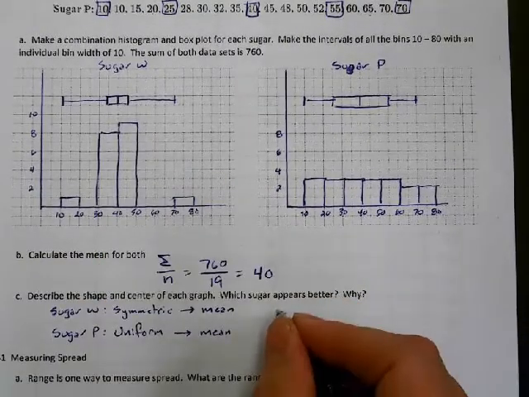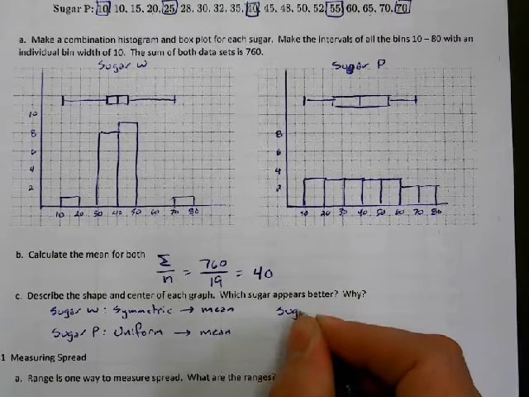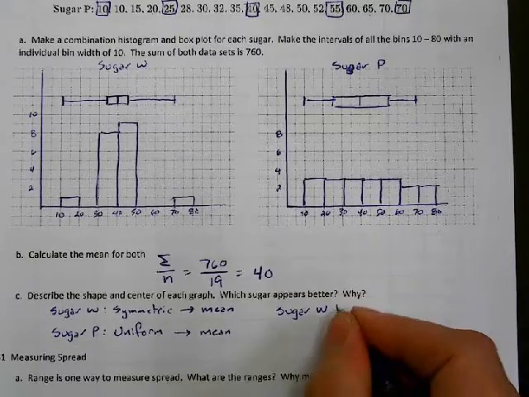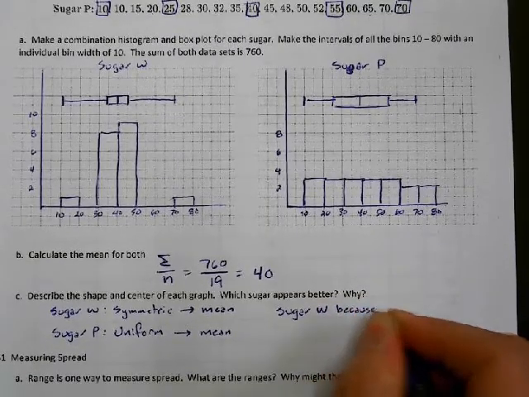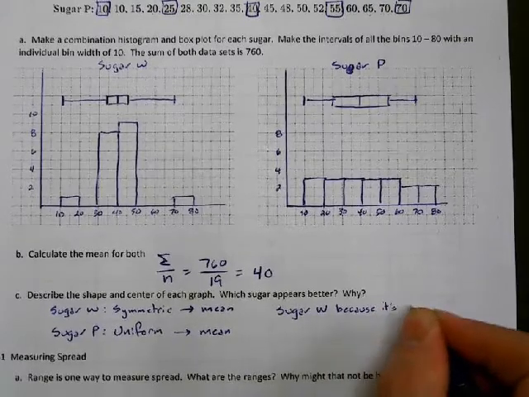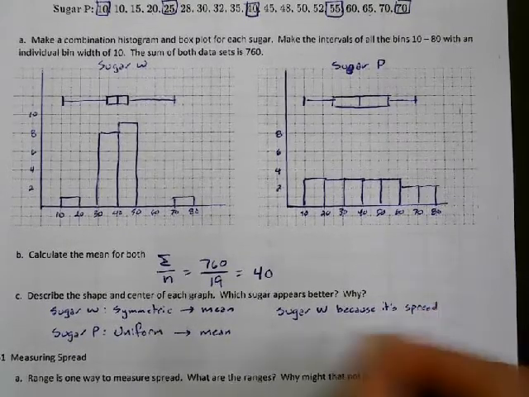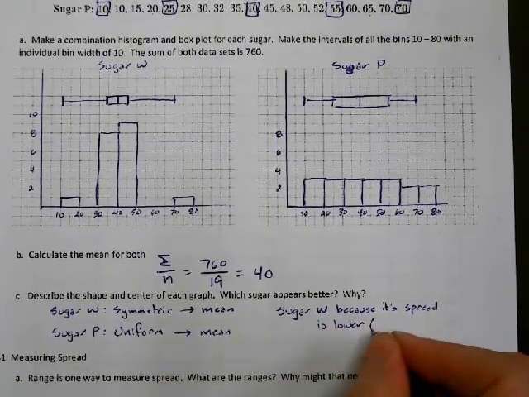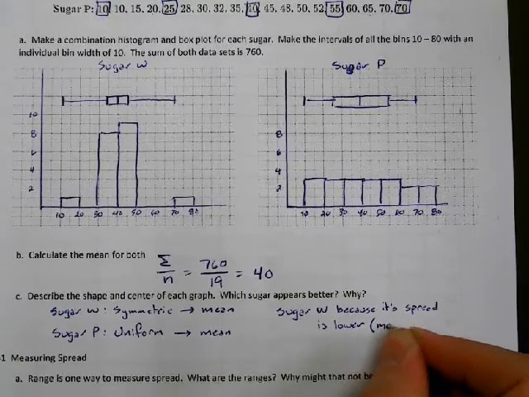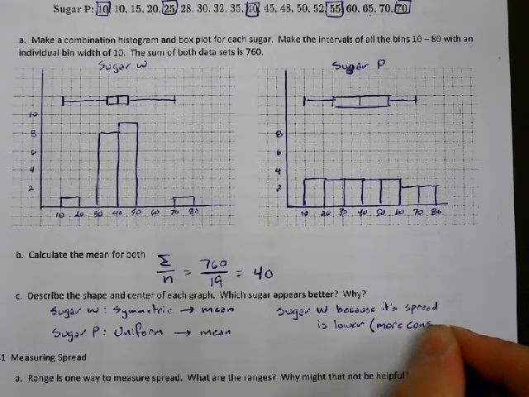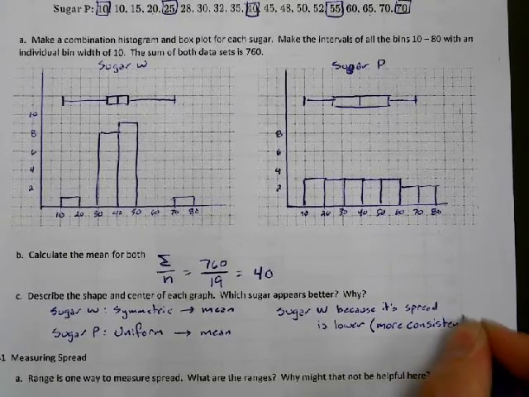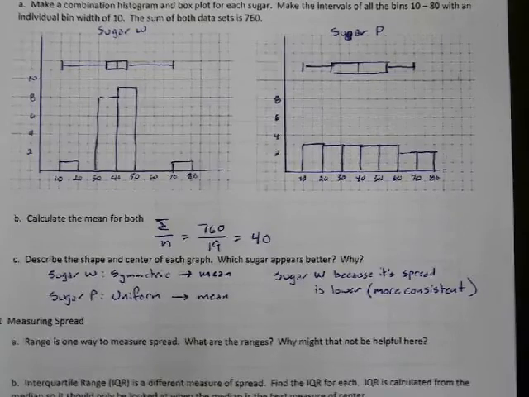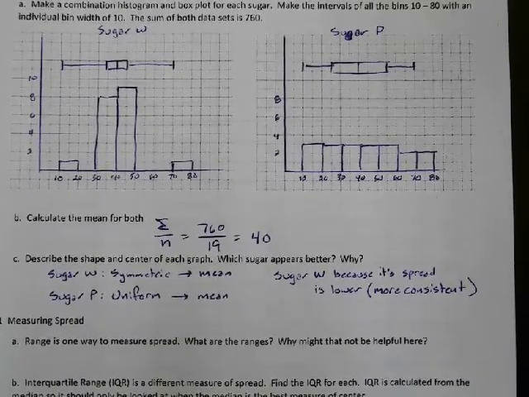So sugar W is better because its spread is lower. And when it has a lower spread, it just means that it's more consistent. So that's what you're looking for. If the centers are the same, then you move on and you start looking at the spread of the data.